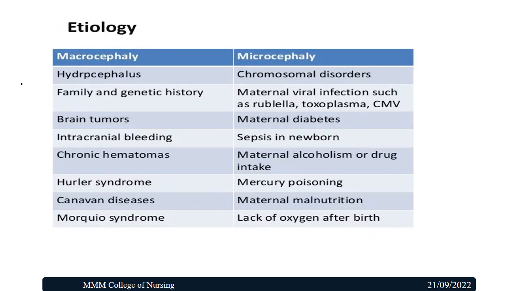Etiology of macrocephaly and microcephaly. Macrocephaly: hydrocephalus, family and genetic history, brain tumor, intracranial bleeding, chronic hematomas, Ruller syndrome, Canavan disease, Mackay syndrome. Microcephaly: chromosomal disorders, maternal viral infections, maternal diabetes, sepsis in newborn, maternal alcoholism, mercury poisoning, maternal malnutrition, lack of oxygen.